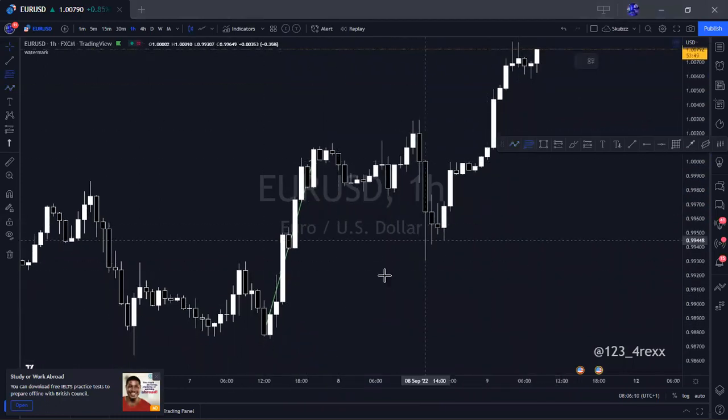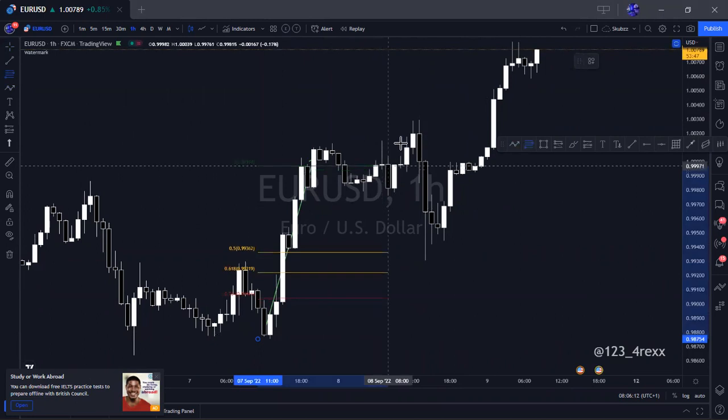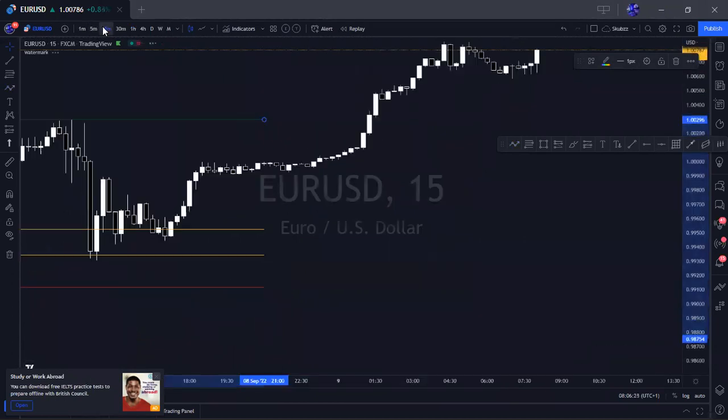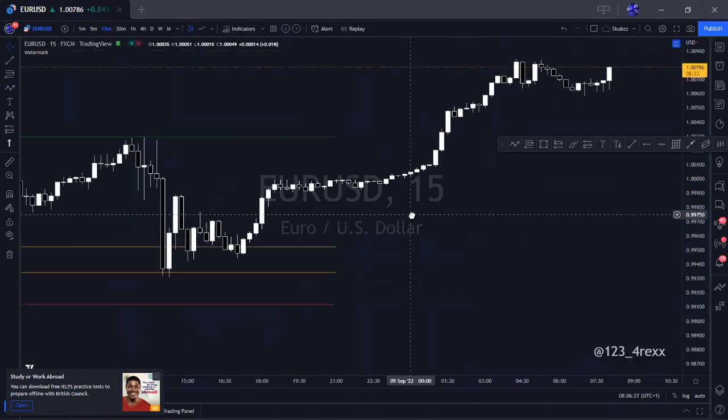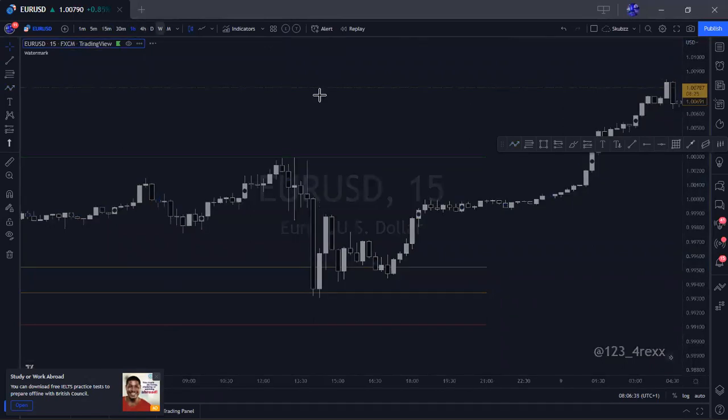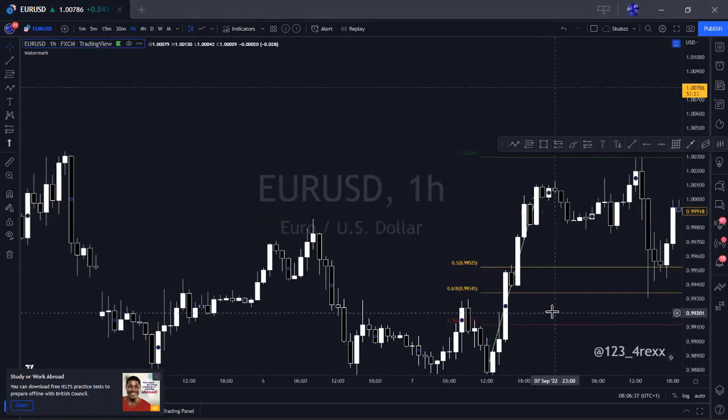So if we drop our fib from bottom to the top, you can see that it was exactly around the golden ratio. I think we just tapped the neckline a bit, kissed the 0.61. And I think we even had an entry criteria. We had this healthy pin bar. It's not really a perfect pin bar, but you can still call it a pin bar.